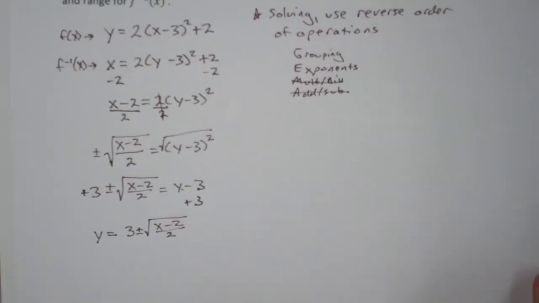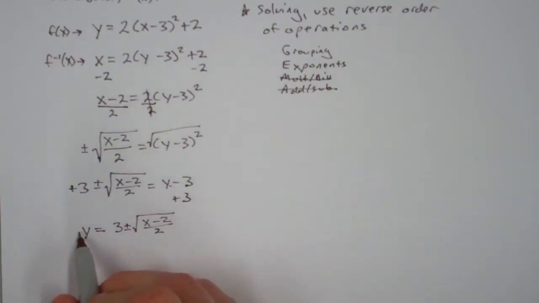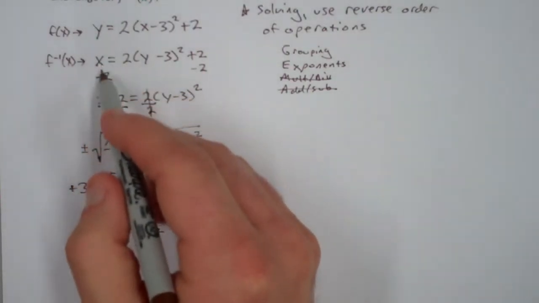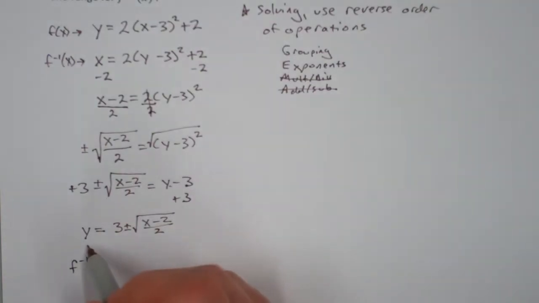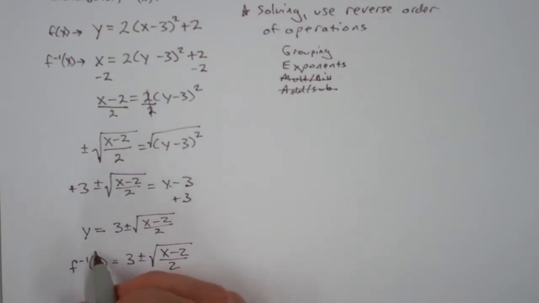Move that up for you guys a little bit. There you go. And instead of this y here, we're going to write this as the inverse of x. When we did this change right here, we're not solving for f of x anymore. This y is not f of x. That y is the inverse of f of x. So we've got 3 plus or minus the square root of x minus 2 all over 2.